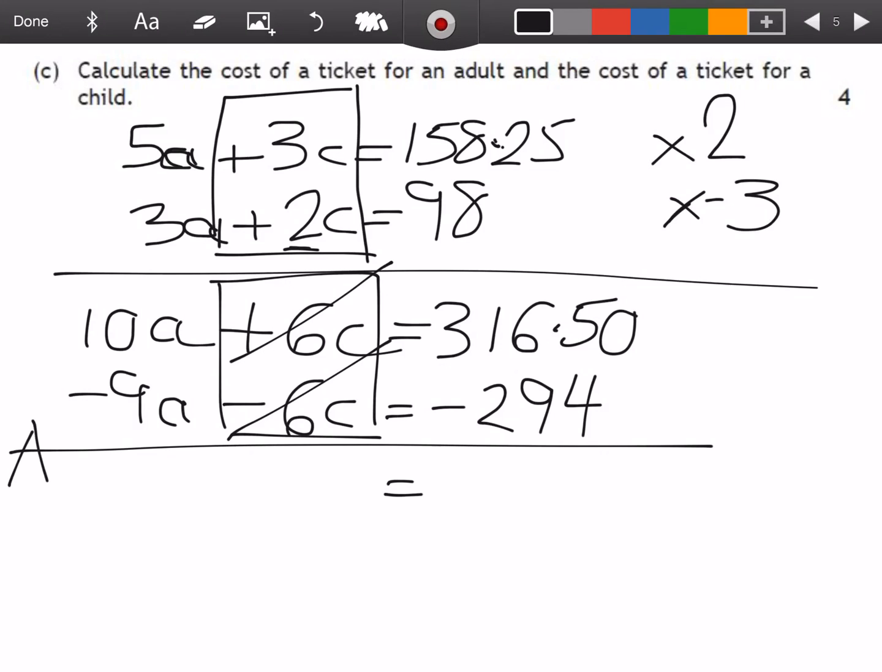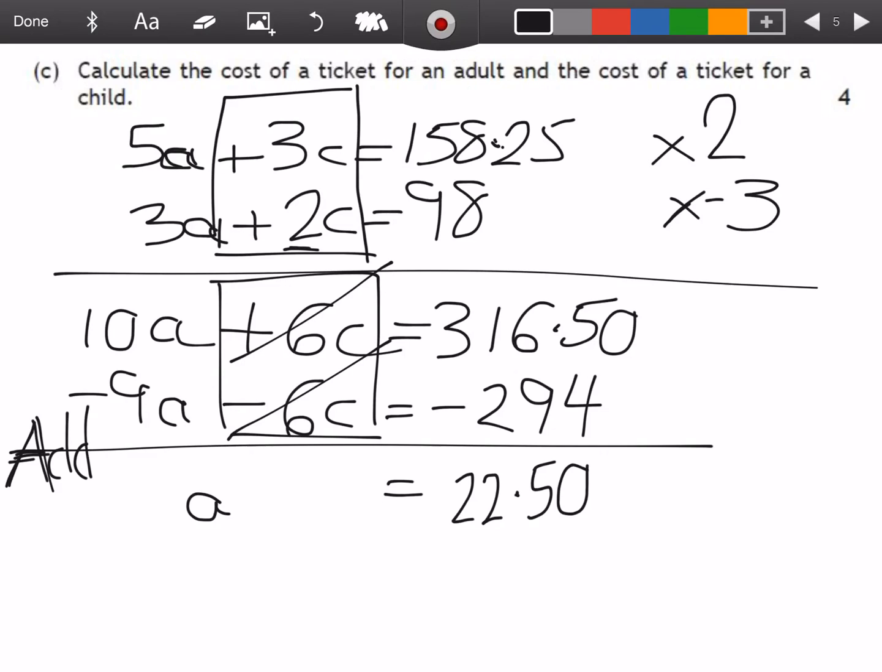So we add up the equations. We always add up the equations if you have one positive and one negative. 10 add negative 9 is 10, take away 9. Really what we're left with is the letter A, one letter A. And 316, take away the 294. 316.50, take away that, gives us 22.5.